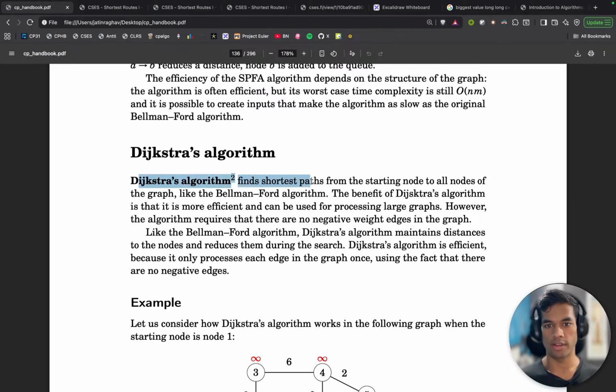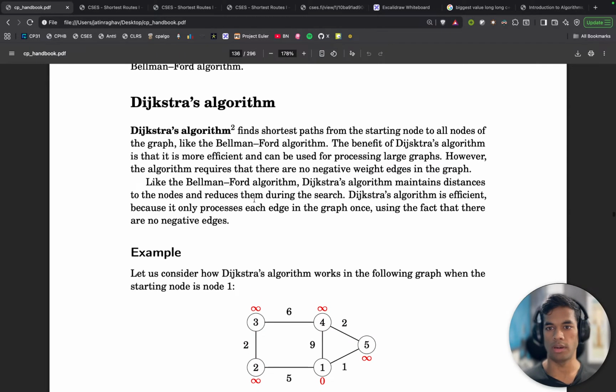Dijkstra's algorithm finds the shortest paths from the starting node to all the nodes on the graph, like Bellman-Ford. The benefit of Dijkstra's algorithm is that it is more efficient and can be used for processing large graphs. However, the algorithm requires that there are no negative weights in the graph. There are no negative weights at all in the graphs. Like the Bellman-Ford algorithm, Dijkstra's algorithm maintains distances to the nodes and reduces them during the search. Dijkstra's algorithm is efficient because it only processes each edge in the graph once, using the fact that there are no negative edges. Okay, we process each edge only once.